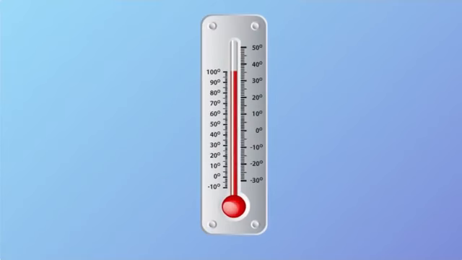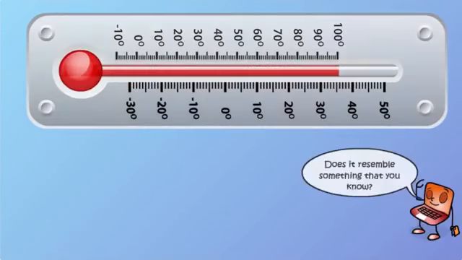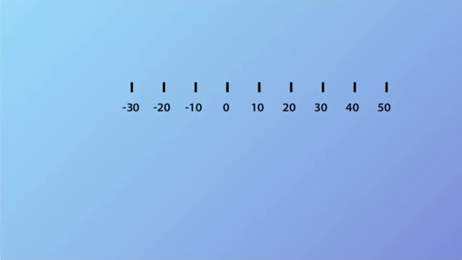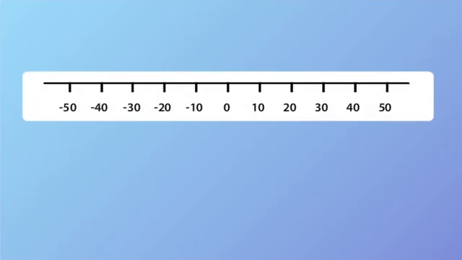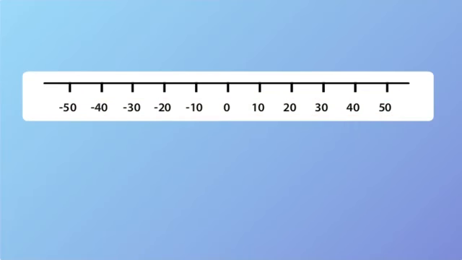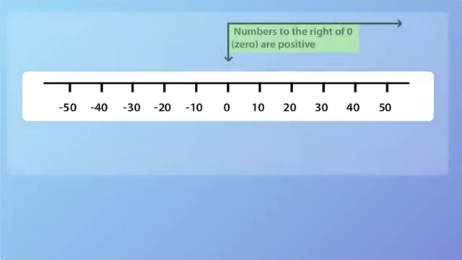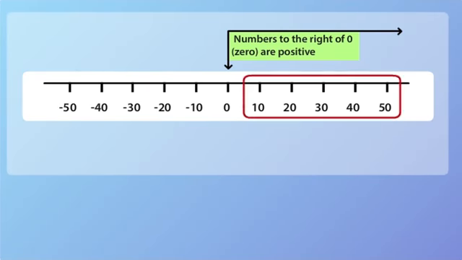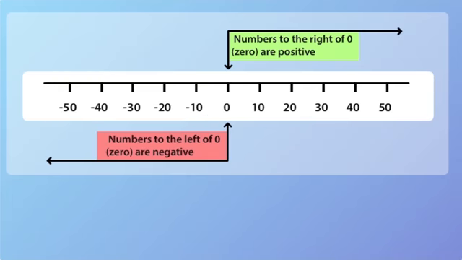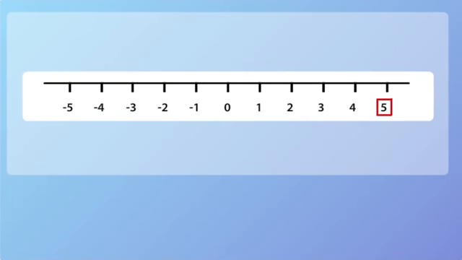Let us turn the Celsius thermometer sideways. Does it resemble something that you know? This looks like a number line. Do you observe any pattern here? Just as the numbers at the bottom of the thermometer are smaller than those above them, numbers on a number line that are on the left are smaller than numbers to the right of them. So, on the number line, numbers on the right of 0 are positive and numbers on the left of 0 are negative.